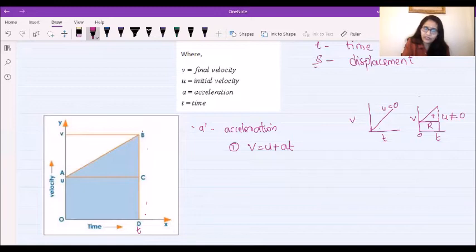So here, when the time equals 0, the object has a velocity u. After time t, the velocity becomes v. Okay. Now I have labeled all the parts. Now have a look at this one. What does v represent in this diagram?